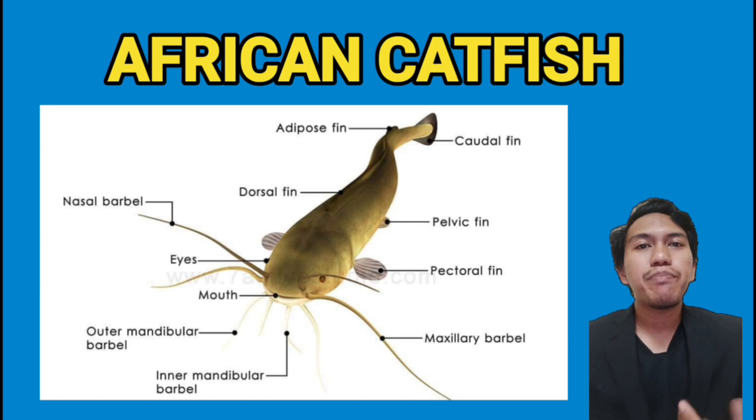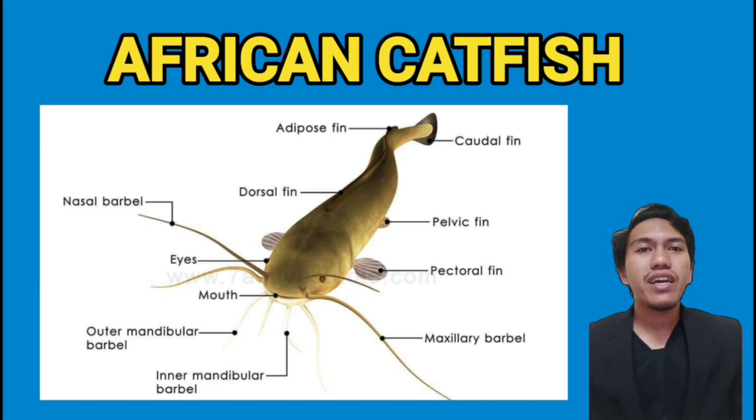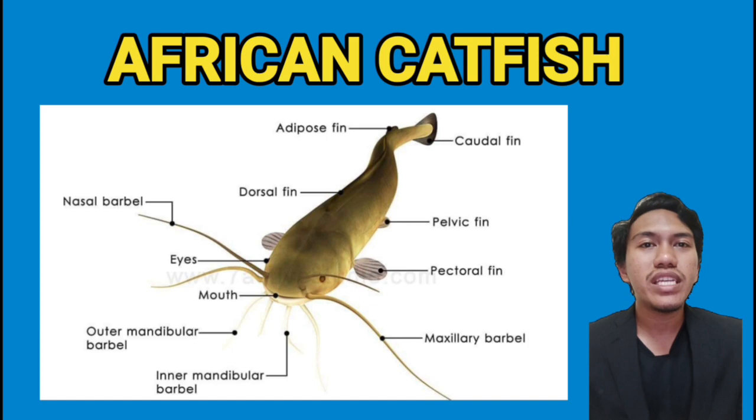And the catfish has a pair of long barbels or whiskers on its upper jaw. These barbels are sensitive to vibrations and help the catfish to locate food by touch. And the African catfish has a large mouth equipped with sharp teeth. This allows it to feed on a variety of prey including insects, crustaceans, and small fish.